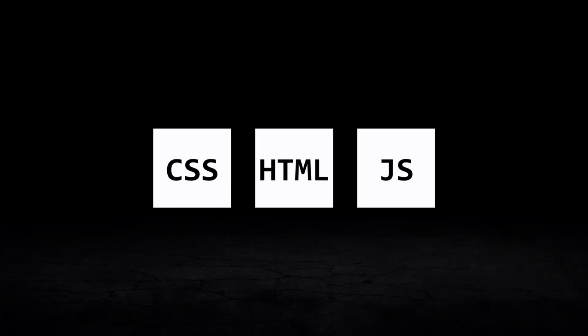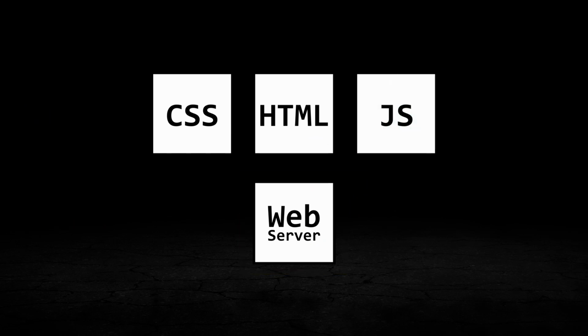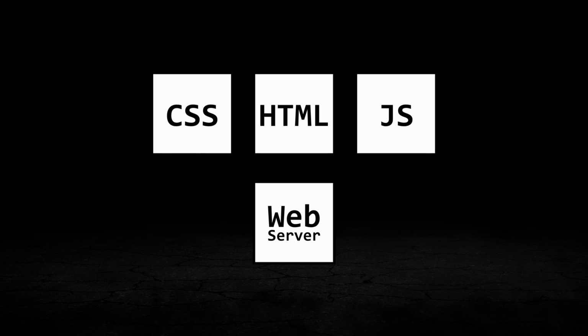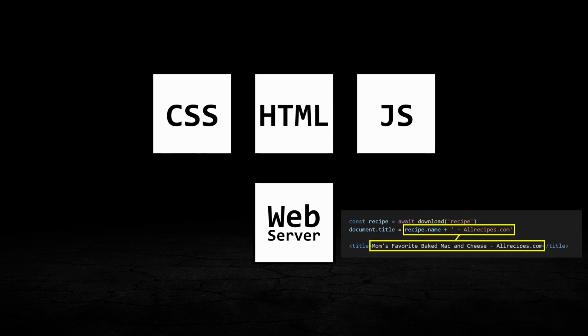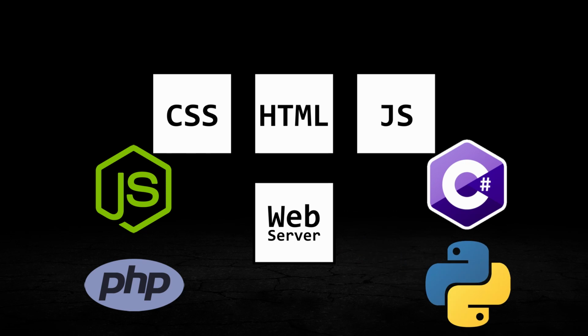But where does it come from? How does it get on your browser? For that, you need a web server. The server runs software that your browser connects to and downloads the HTML and CSS and any fonts or images that it references, and the JavaScript. To create your baked mac and cheese web page, the server may compose the HTML on the fly, so the recipe is baked into the HTML itself. Or the JavaScript can download data from the server after the page loads. This software can be written in any language: JavaScript, C#, PHP, Python, you name it.